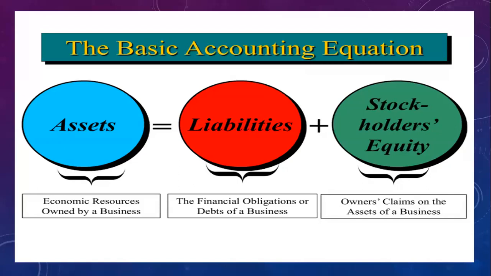So, next. The basic accounting equation. So, assets is equals liabilities plus stockholders' equity. Okay, yan po yung pinaka-formula po natin sa accounting. Assets is equals to liabilities plus stockholders' equity. Economic resources, under assets, economic resources owned by a business. Then, liabilities, the financial obligations or debts of a business. Then, stockholders' equity or owner's equity, owner's claims on the assets of the business.